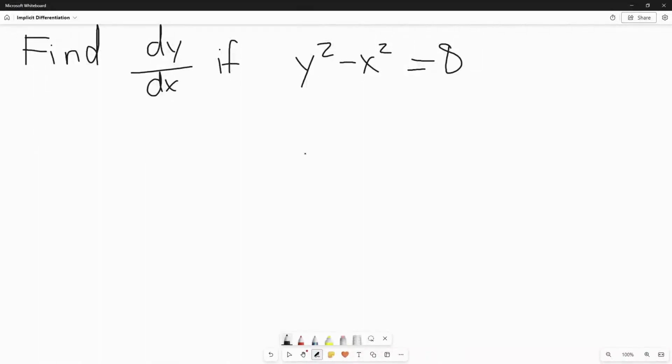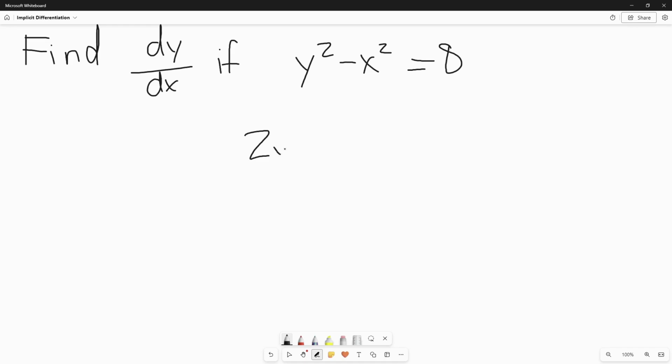Now, let's do some practice problems. If you think you know how to do this one, then pause the video and try it. This one says, find dy over dx if y squared minus x squared equals 8. So first what we need to do is find the derivative of both sides and set them equal to each other. So for the left side and the first term y squared, again, you can just find the derivative of this by treating it like a chain rule, as long as you treat y like a function of x.